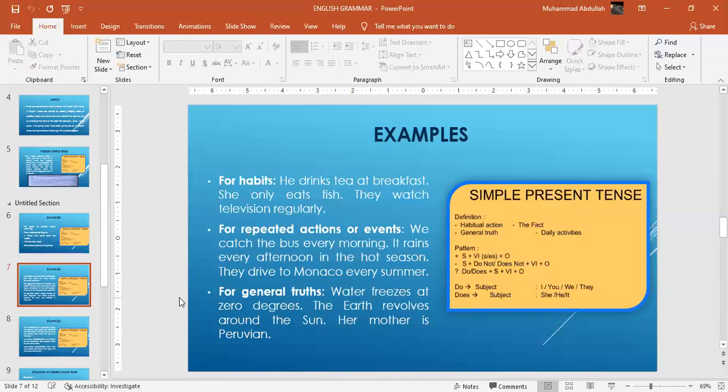Next is general truths. Water freezes at 0 degrees. This is a general truth, and the verb freezes is used because water belongs to the second category, it. The earth revolves around the sun, right? Again, it's a singular subject and the S form is used, revolves. Her mother is Peruvian. This sentence can again be included among the stative sentences of simple present tense.